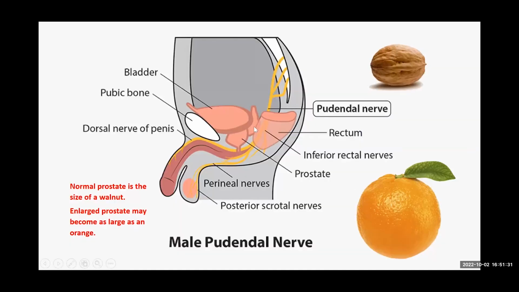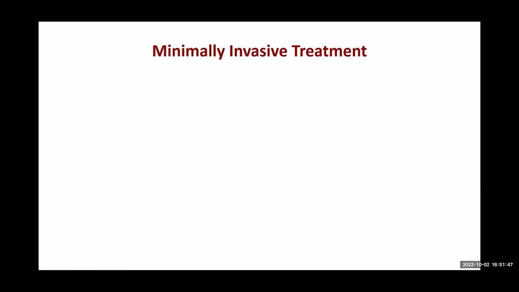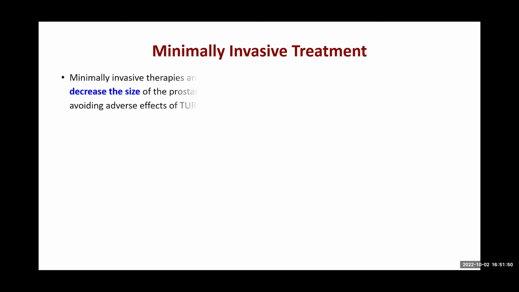So this is the prostate gland over here, and you see that this branch of the pudendal nerve, or the pudendal nerve itself, is passing close by, and if you give heat, this nerve could be damaged, and that could lead to sexual dysfunction. All right. Now we go on to minimally invasive treatments.